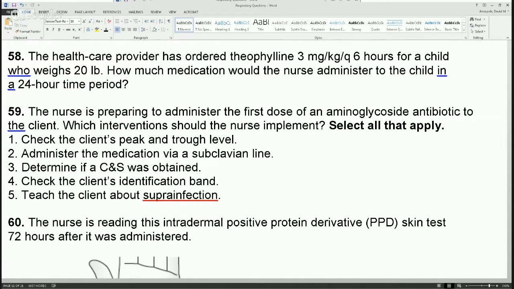Let's see. 3 milligrams per kilogram. So we got that many kilograms times 3 equals. How much medication? Q6 hours. So that would be times 4 equals. According to this mathematical calculation that I have here, how much medication for 24 hours? It would be 109 milligrams. You win! Yay! Crap.